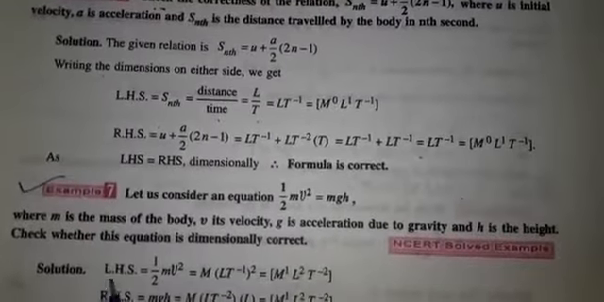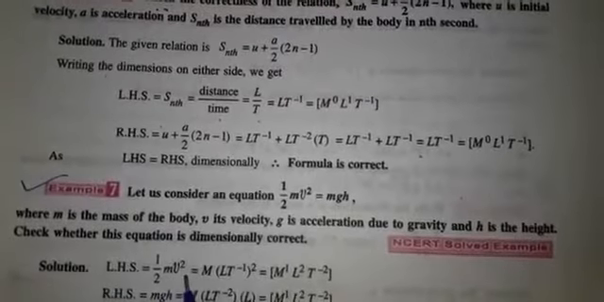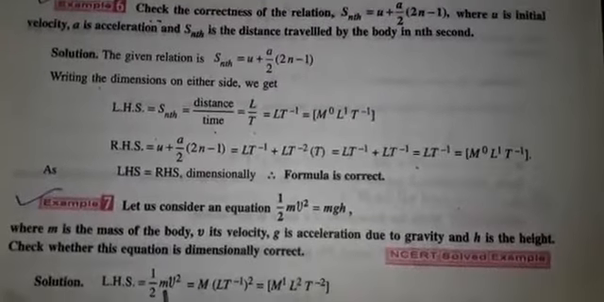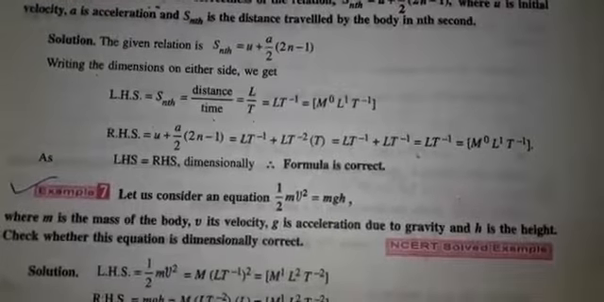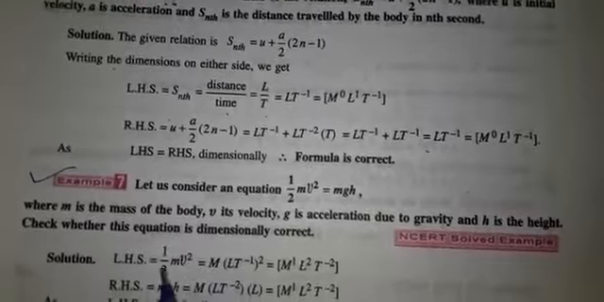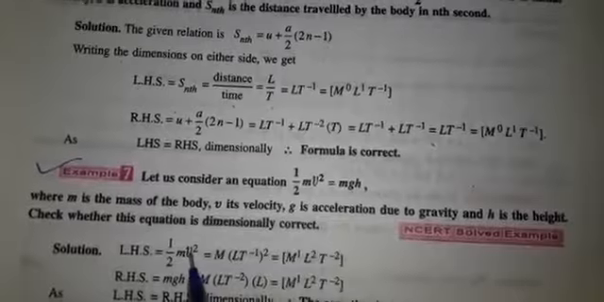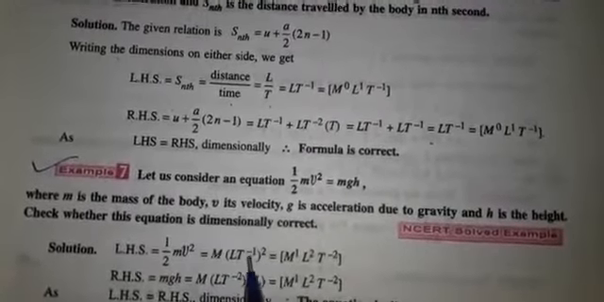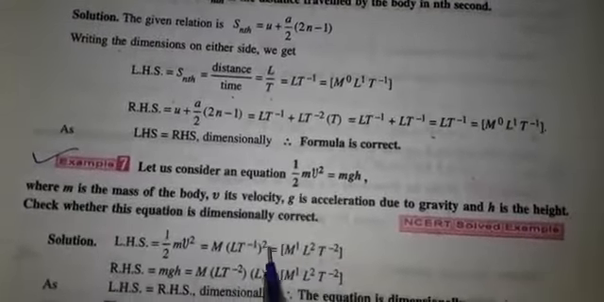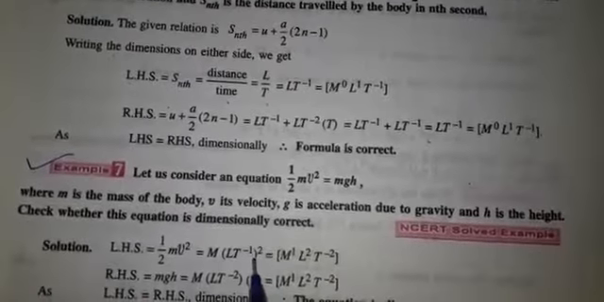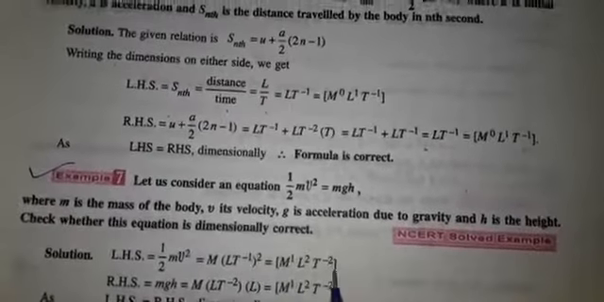Okay, so LHS, what are the LHS terms? LHS terms is 1 by 2 mv square. Okay, what is the dimension formula of 1 by 2? No dimension, only we write M in place of m, because the dimension of mass is M, and the dimension of velocity is what? L1 T minus 1 of whole square, equal to what? M1 L2. If you solve this, L square T minus 2, so M1 L2 T minus 2.